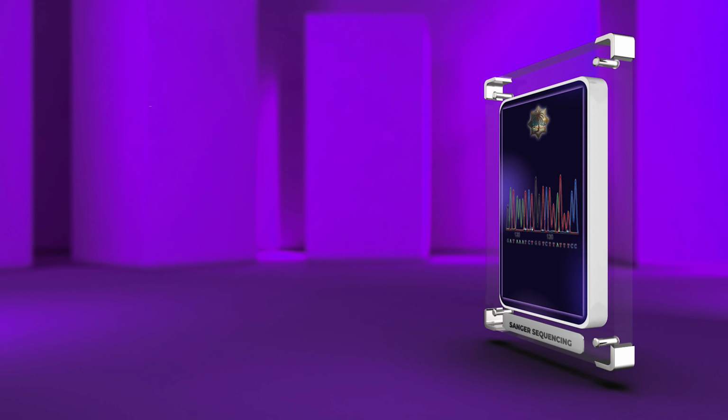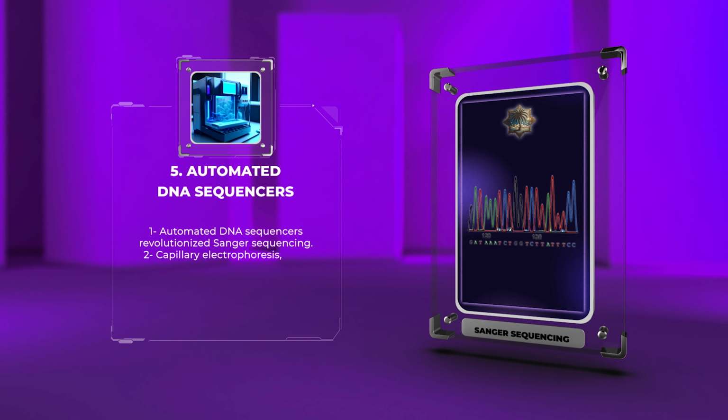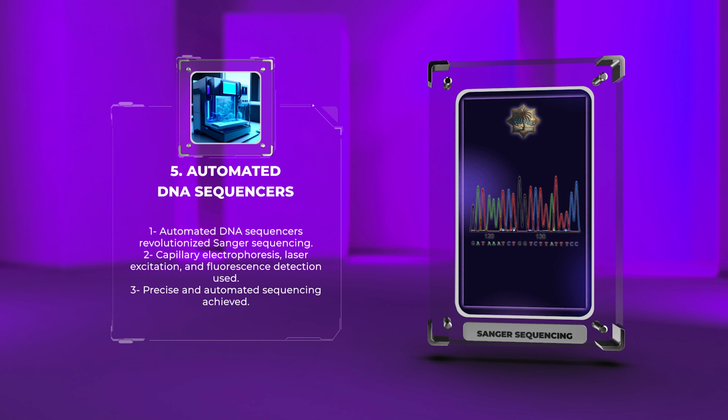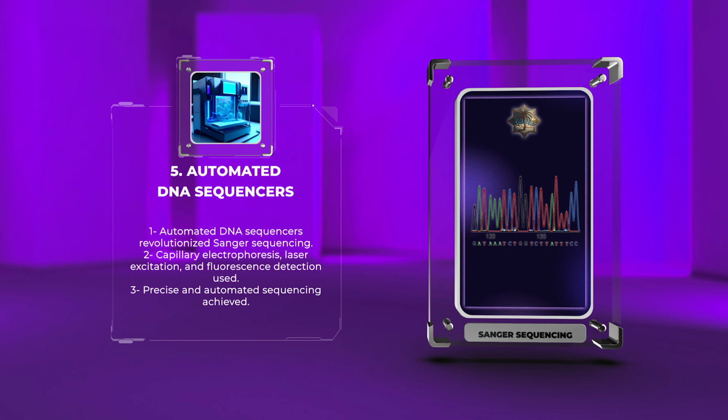Automated DNA sequencers have revolutionized Sanger sequencing by streamlining the process and increasing throughput. These instruments incorporate capillary electrophoresis, laser excitation, and fluorescence detection, allowing for precise and automated sequencing.